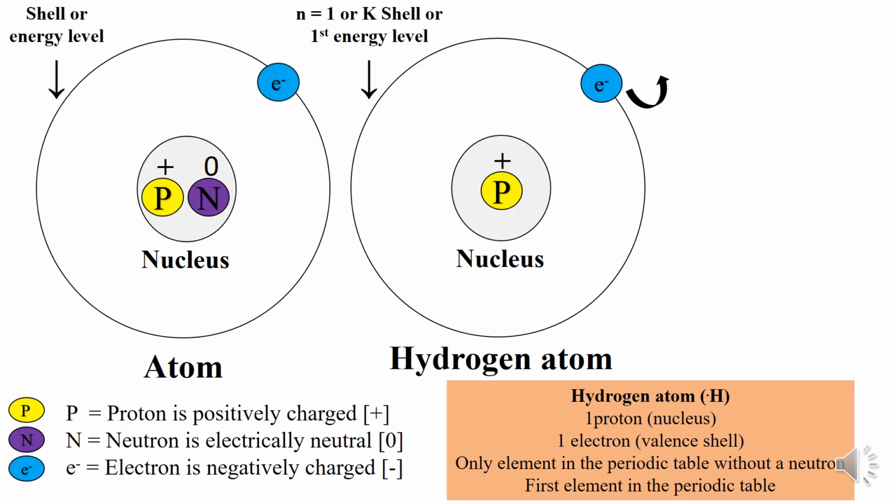The only electron that is present in the outermost valence shell, or the first energy level, orbiting around the nucleus, is present in the 1s orbital.